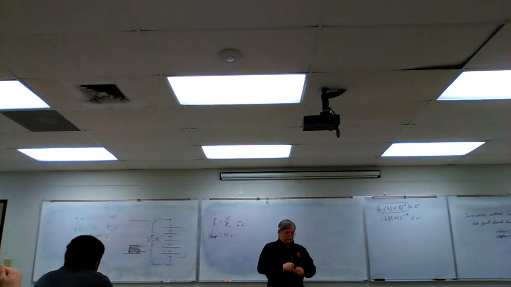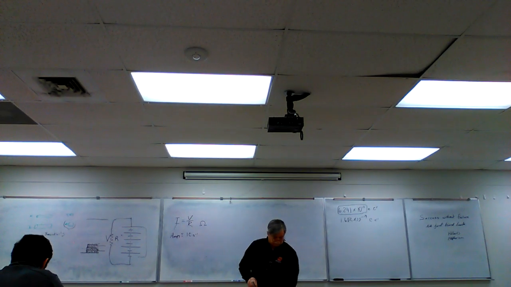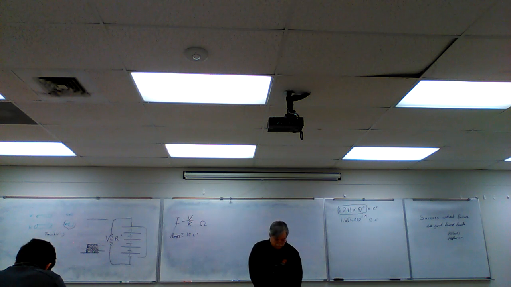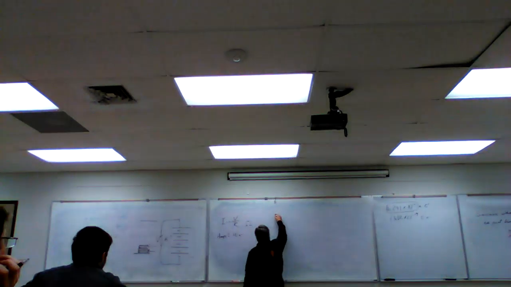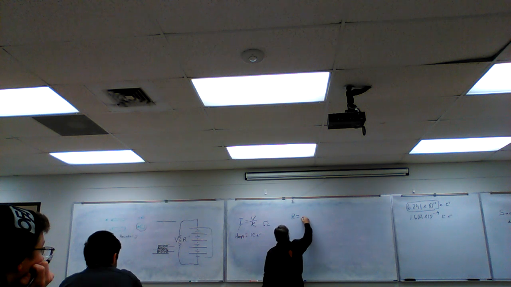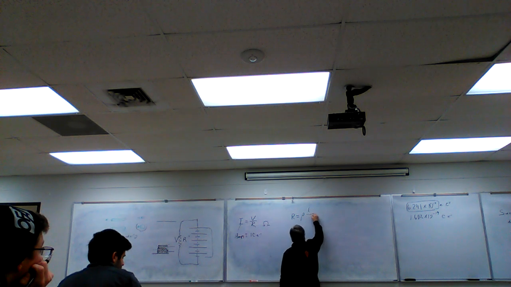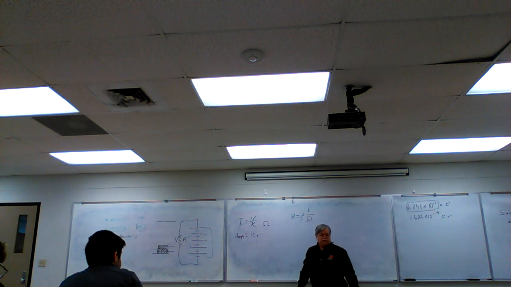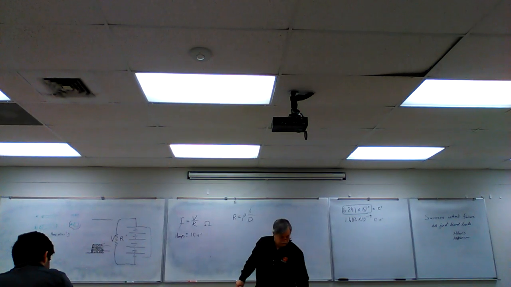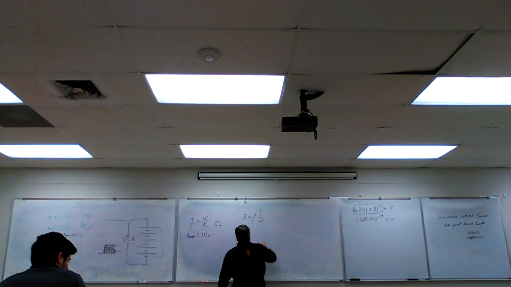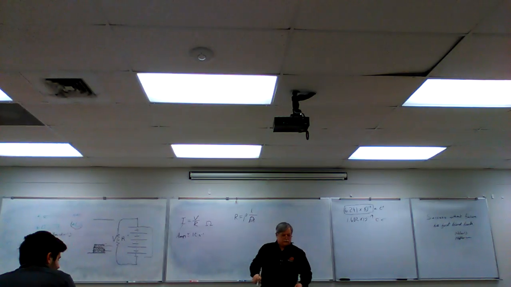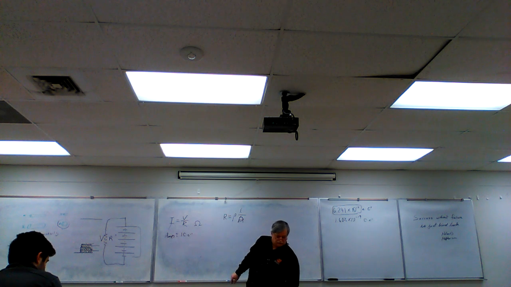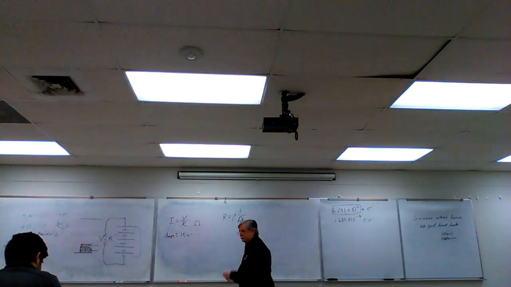I think surely they put the formula in here. There it is. R equals rho L over A. Area, yeah, not D. Area. Page 508. It's equation 18.3, resistivity.